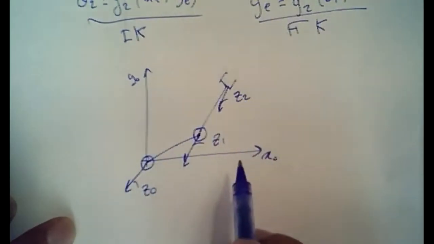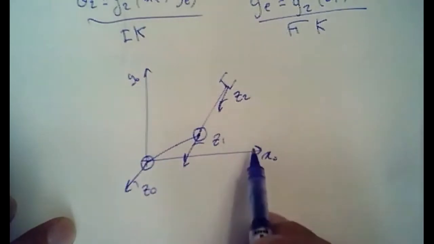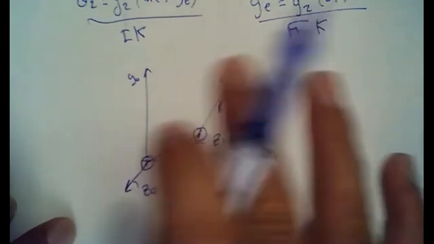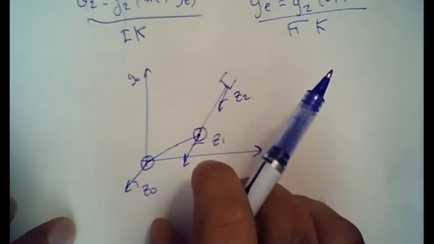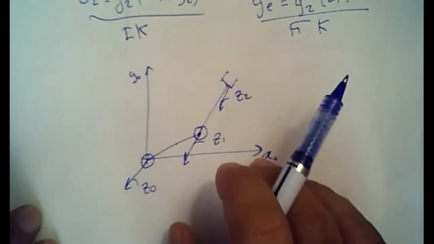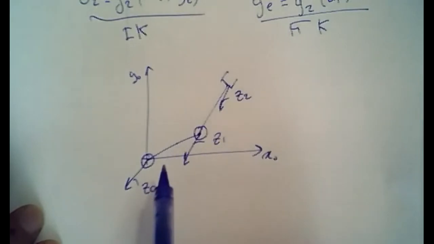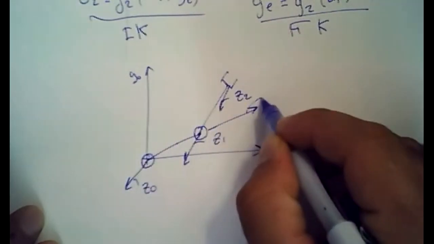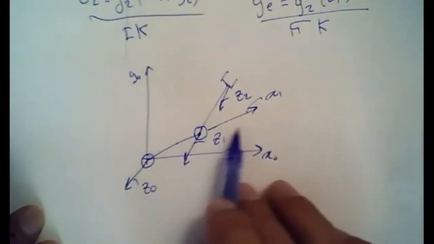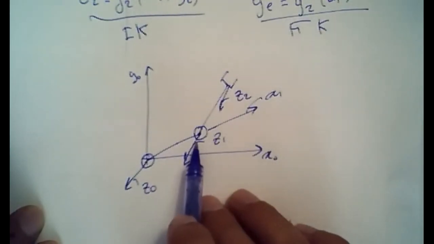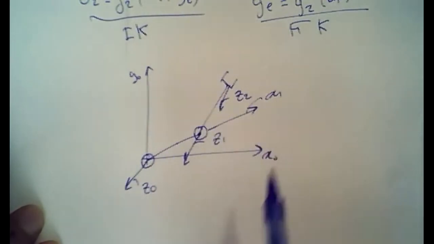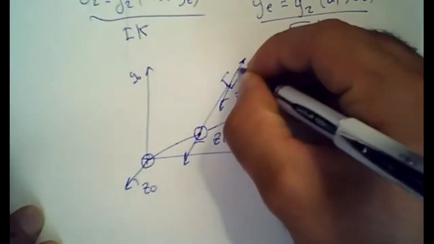How about X0? X0 is already provided. So X0, Y0, Z0 is on the ground link, let's say connected to Earth, or a platform or whatever it is. How about X1? Along link 1. Exactly, so X1 is here, along link 1. X1 is perpendicular to Z1, and also crosses Z0. How about X2? X2 is going to be like this.